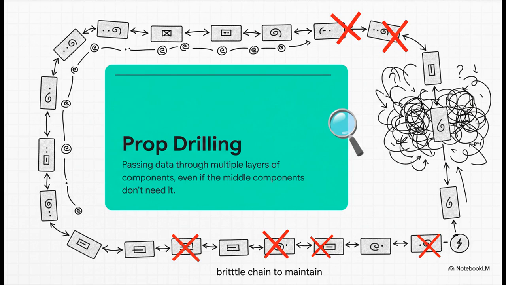You take your WebSocket connection and you pass it as a prop from component to component to component all the way down the chain just to get it to that one little icon. All those components in the middle, they don't even need it. This creates this brittle, tightly coupled chain that is an absolute pain to maintain or refactor later on.